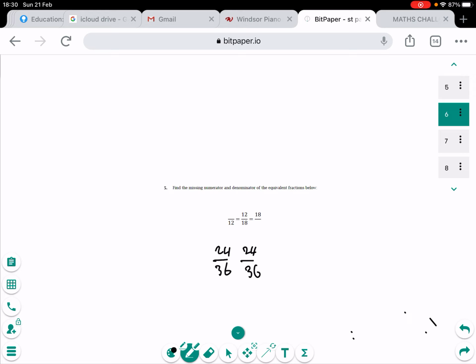But actually, 24, so 8 over 12. Because 8 over 12, both times 3, equals 24, and 12 times 3 equals 36. So that's how that works.